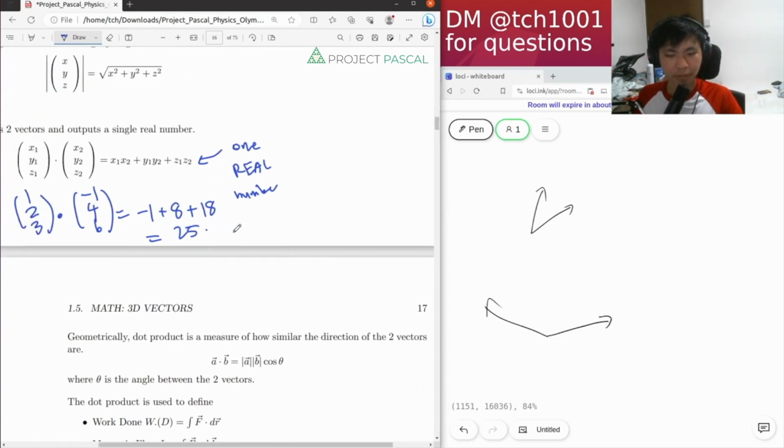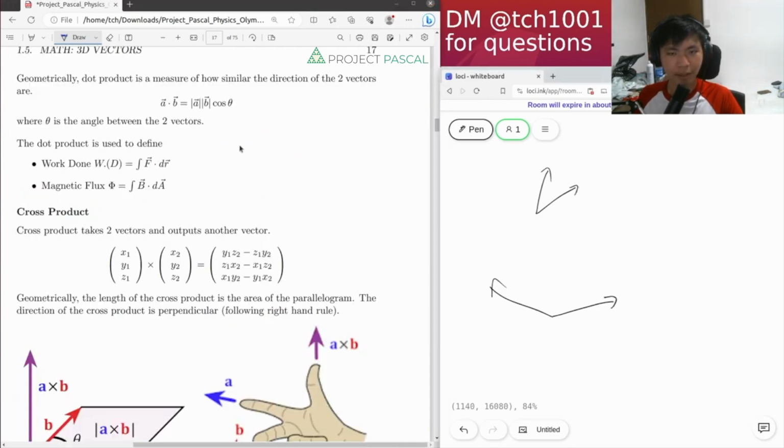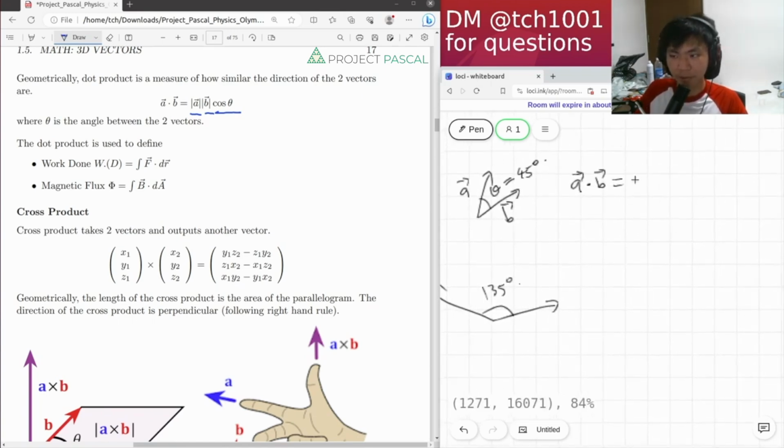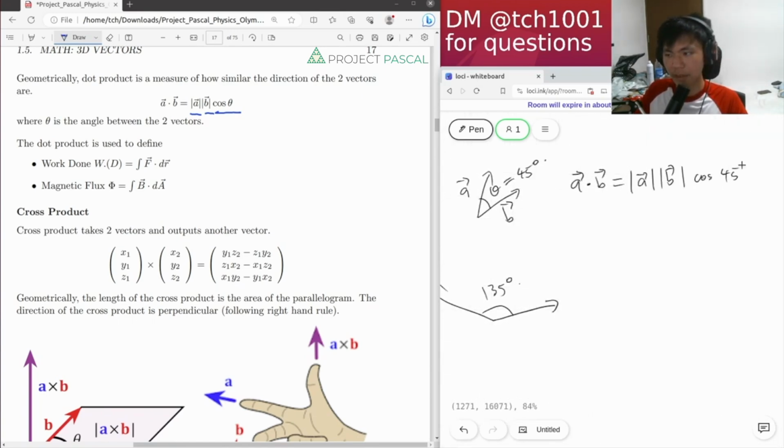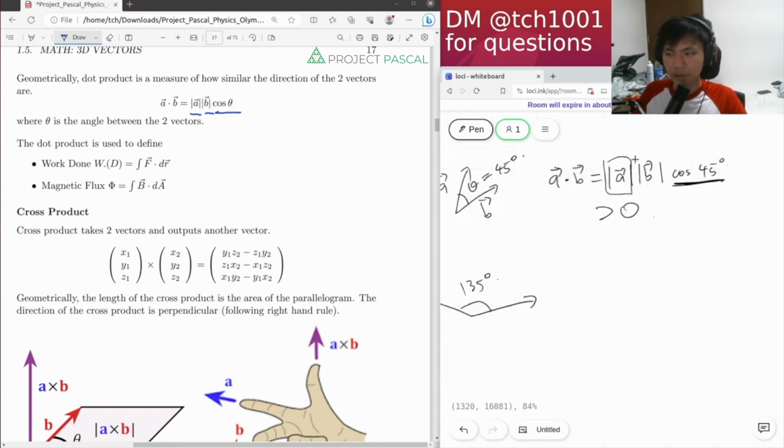But what's the geometrical interpretation? As I said earlier, the dot product tells you how similar the direction of the two vectors are. And so geometrically, the dot product is actually the product of the lengths of the two vectors multiplied by the cosine of the angle between them. So you can see that this angle, for example, is let's say around 45 degrees. And this angle is around 135 degrees. In this case, the dot product of the two vectors over here, a and b, is the product of the lengths of the two vectors, which are positive quantities, multiplied by cosine 45. And cosine 45, we know, is a positive quantity as well. So the dot product is positive overall, because each of the individual three factors is positive.